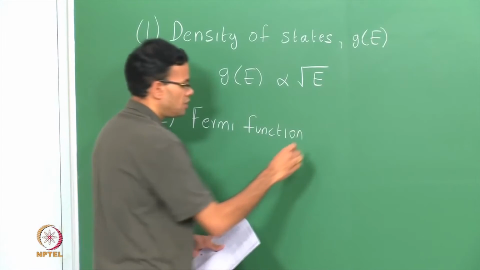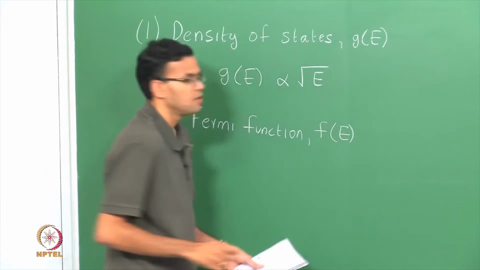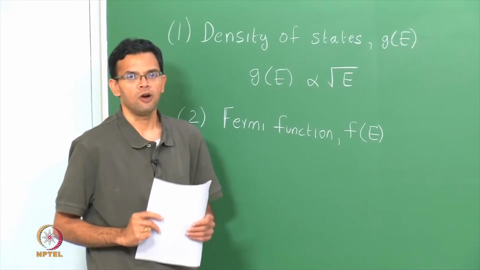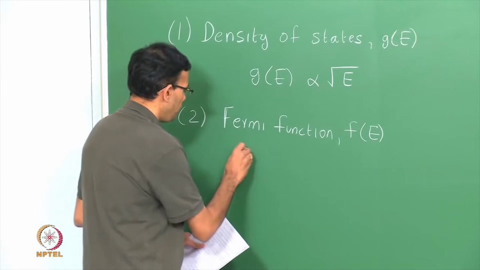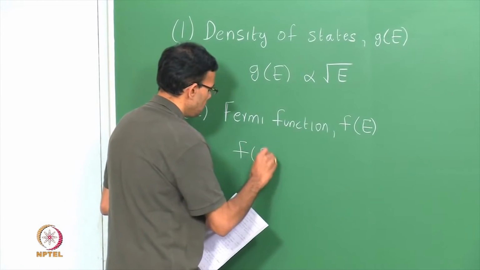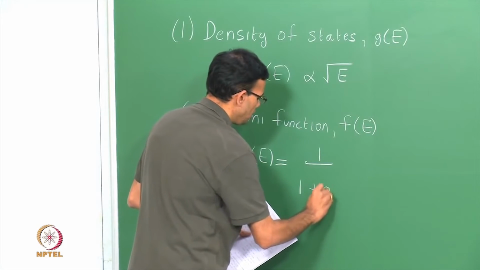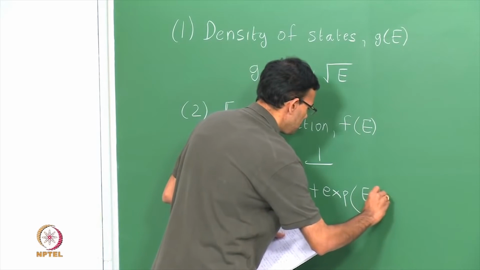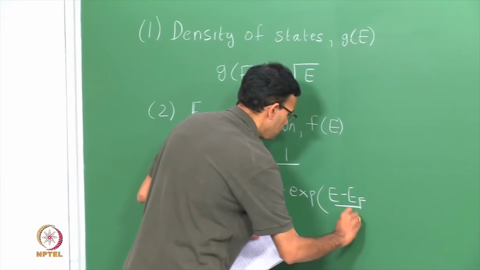We denoted this by f of E. The Fermi function tells you the probability of occupation of an energy state by an electron. F of E we found is 1 over 1 plus exponential E minus EF over kT.